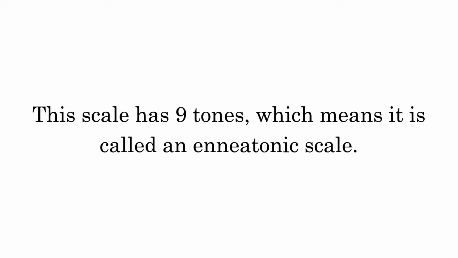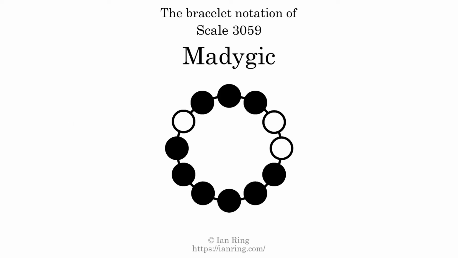This scale has 9 tones, which means it is called an enneatonic scale. This is a bracelet notation diagram of scale 3059. The shaded circles represent tones that appear in the scale, and they are read clockwise, starting at the top.